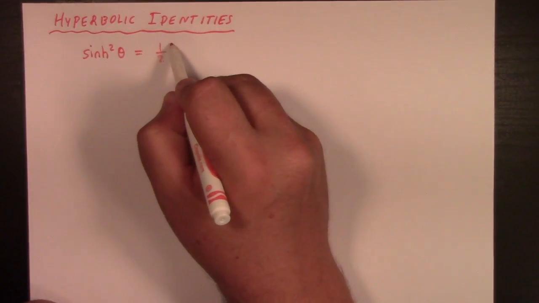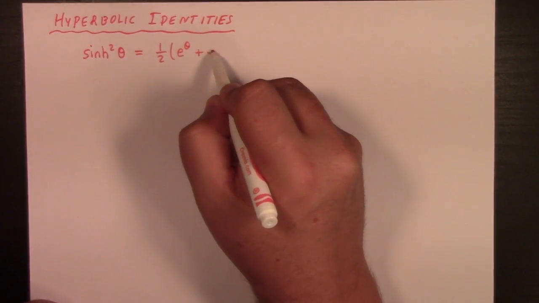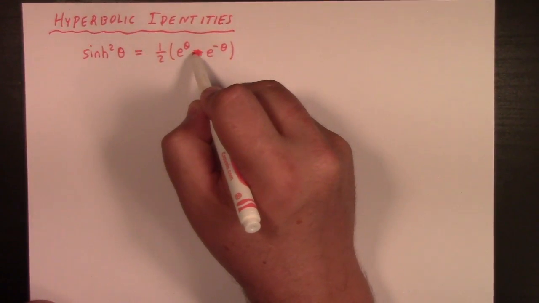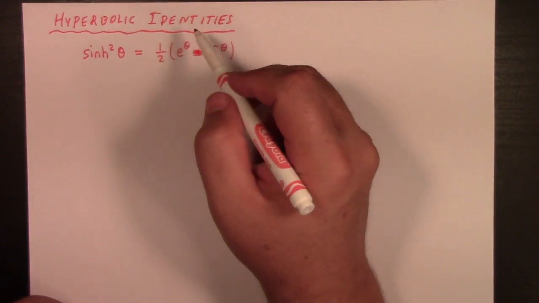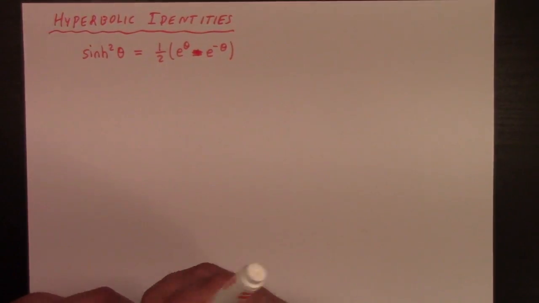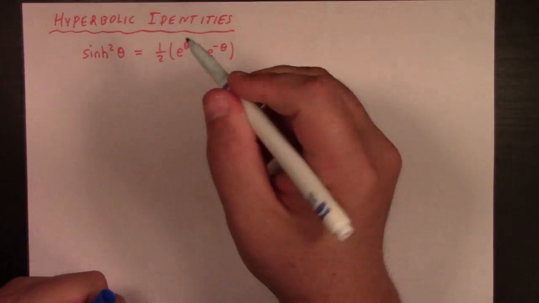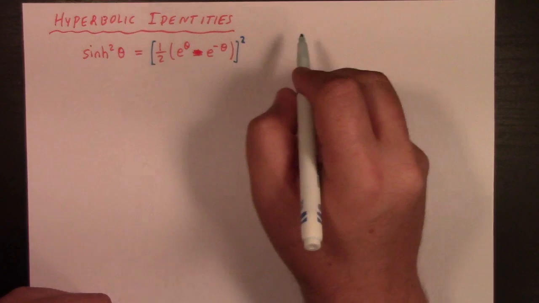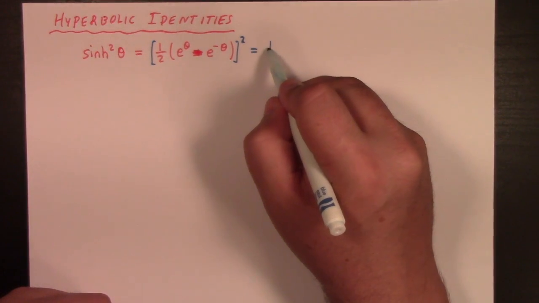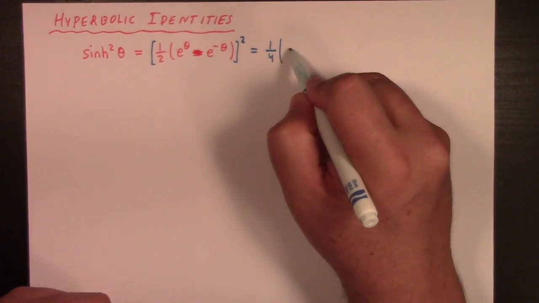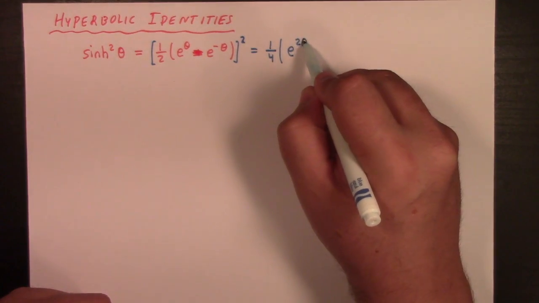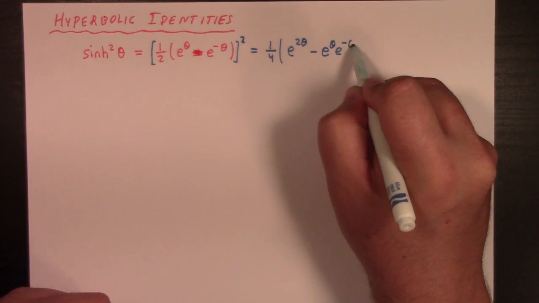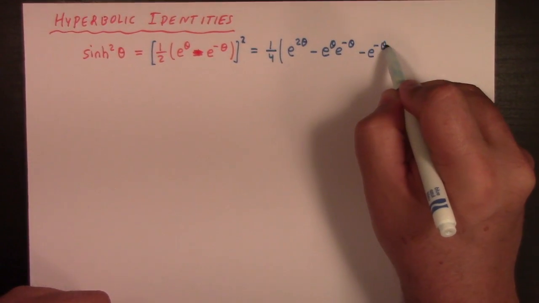Sinh squared, I'll use theta. So that's 1/2 of e to the theta minus e to the minus theta. Oops, that's supposed to be a minus, it's sinh, right? And so I've got to take that thing and square it. And so what that gives me, of course, is 1/4, and then e to the theta times e to the theta, e to the 2 theta, minus e to the theta times e to the minus theta, minus e to the minus theta times e to the theta.